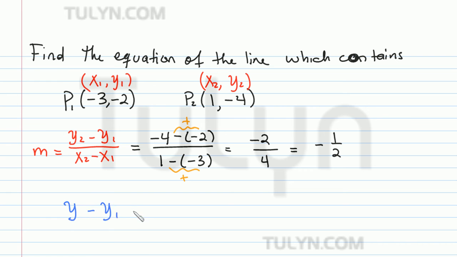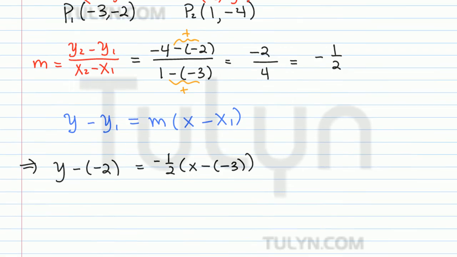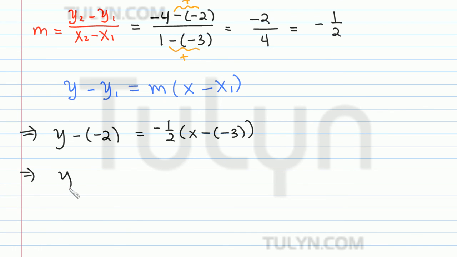So we can use the point-slope formula, which is y minus y1 is equal to m times x minus x1. Since we have our m and we have our x1 and y1, we can just plug it in. So we have y minus -2 is equal to -1/2 times x minus -3. So now we get to simplify. This becomes y plus 2 on the left, and on the right, this is going to become x plus 3, right?